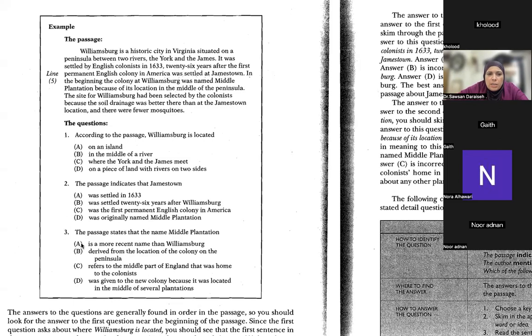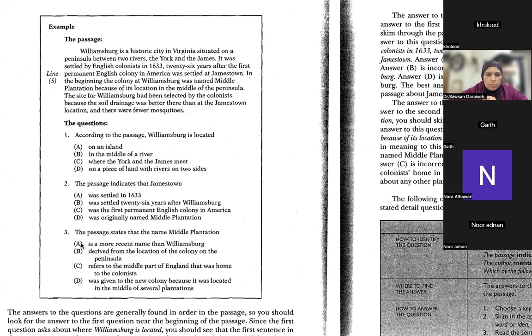Number 3. Yes, Dr. Khulud, I promised you. Thank you so much, Dr. Ghait. Let's have Dr. Khulud do 3 for us. The passage states that the name Middle Plantation, A, is a more recent name than Williamsburg. B, derived from the location of the colony on the peninsula. C, referred to the middle part of England that was home to the colonialists.